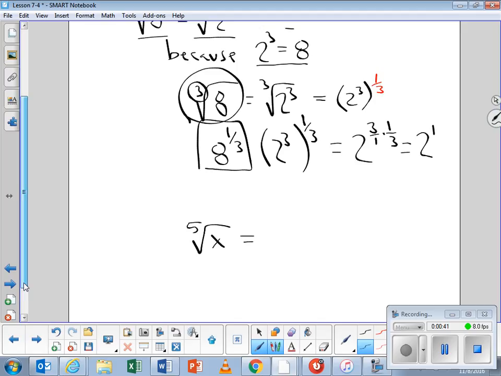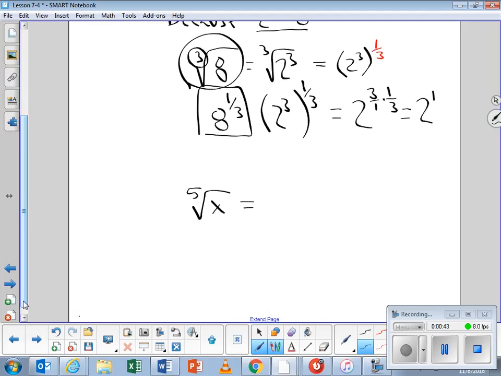Okay, and so if we go down now, what is the fifth root of x? How can I write that as a rational exponent? X to the 1 over 5. That's correct. So sometimes your questions will simply ask you to rewrite it as a rational exponent. So you take that and you rewrite it, instead of the fifth root, as x to the 1/5 power. Okay?